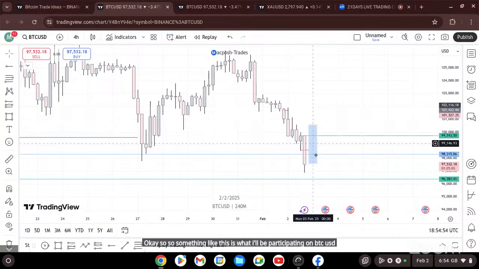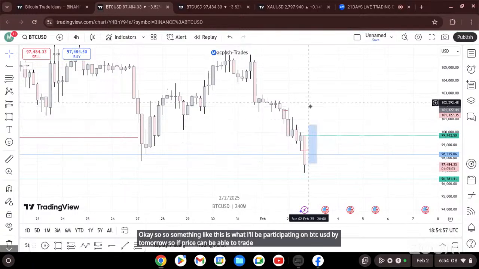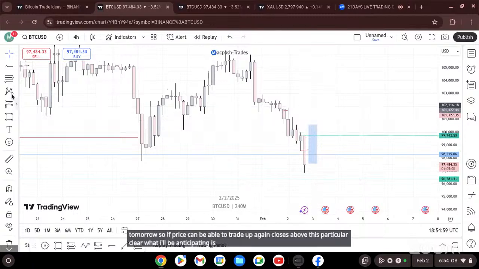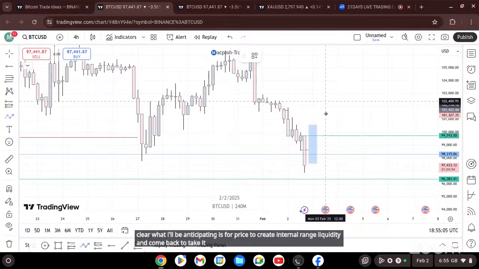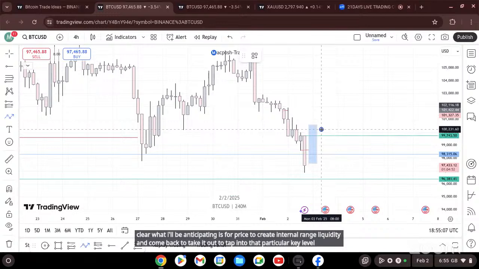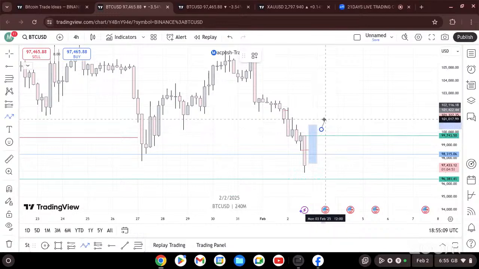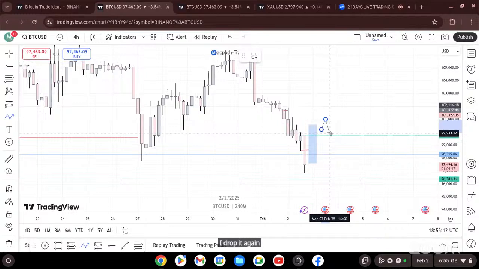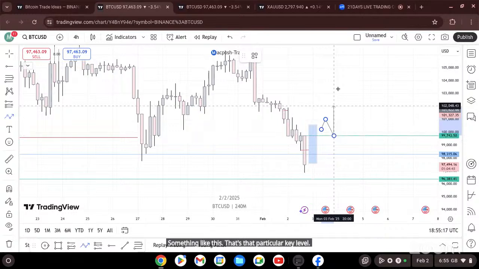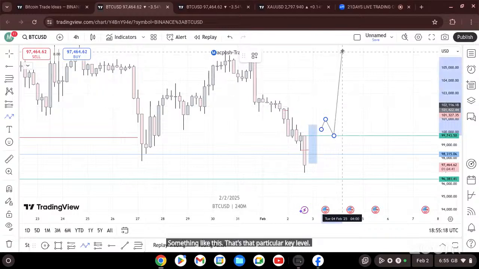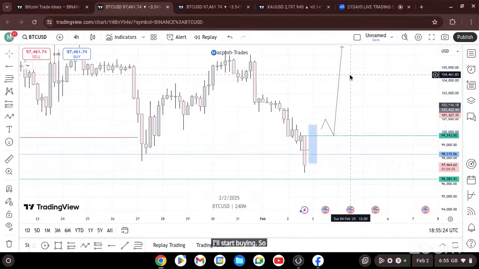So if price is able to trade up again and close above this particular level, what I'll be anticipating is for price to create internal range liquidity and come back to take it out and to tap into that particular key level and drop again. Something like this, tap to that particular key level and drop and start buying. So at this particular point now, I'm on a waiting mode on BTC.